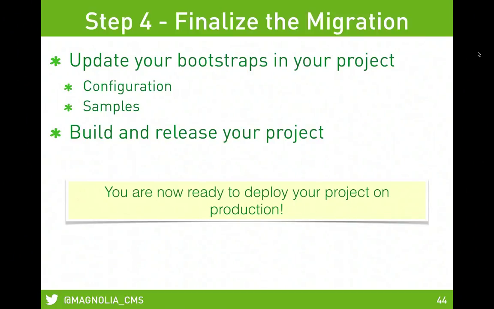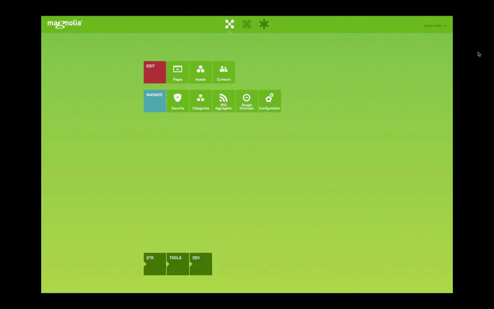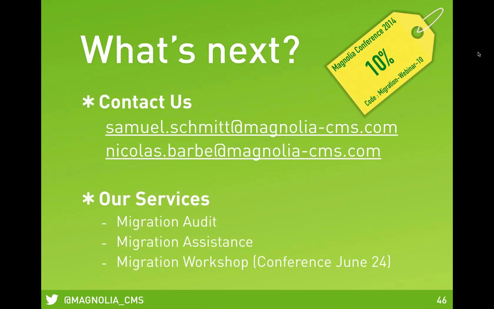Now you can finalize the migration, update your bootstraps, configuration and samples, and build your project and release to production. You are now running Magnolia 5. Congratulations. Now Samuel will give you a few inputs about what's next.